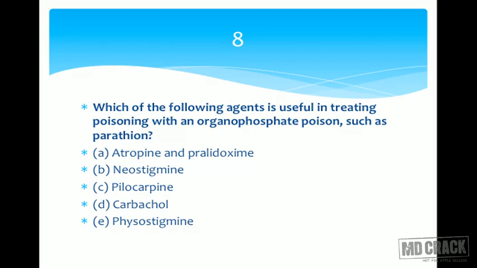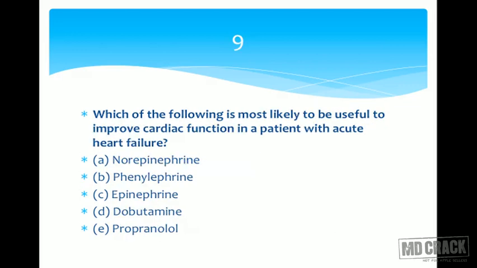Atropine to block the muscarinic receptor and to reverse symptomatically the effects of acetylcholine excess, and pralidoxime to regenerate the cholinesterase enzyme and decrease the manifestations of organophosphate poisoning. So atropine and pralidoxime are the drugs of choice for organophosphorus compound poisoning. That's question number 8. Let's move to question 9. Which of the following is most likely to be useful to improve cardiac function in a patient with acute heart failure?